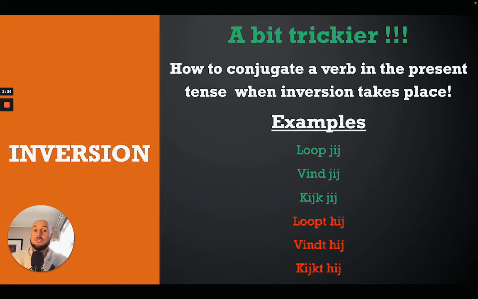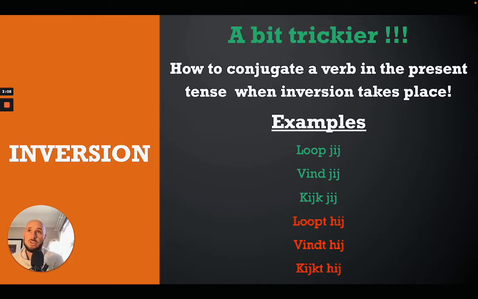And now it's a little bit trickier, right? Inversion. Inversion is always a little bit tough in Dutch. Now what is inversion? It is basically when we put our verb in front of our subject. So how to conjugate a verb in the present tense when inversion takes place. Now the most important one is the second singular, as you can see. Loop jij, vind jij, kijk jij. Alright? So basically you walk, that would be jij loopt, right? Second singular, we have to add a T.